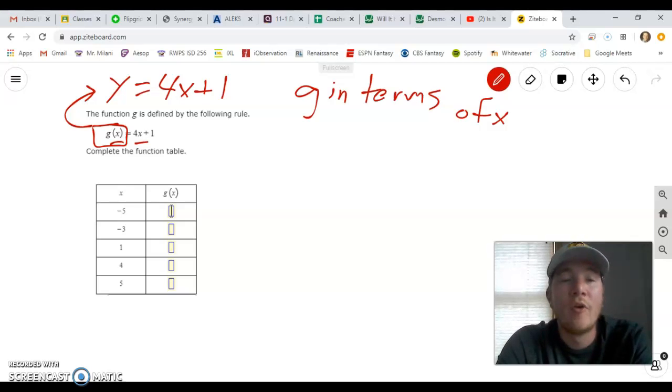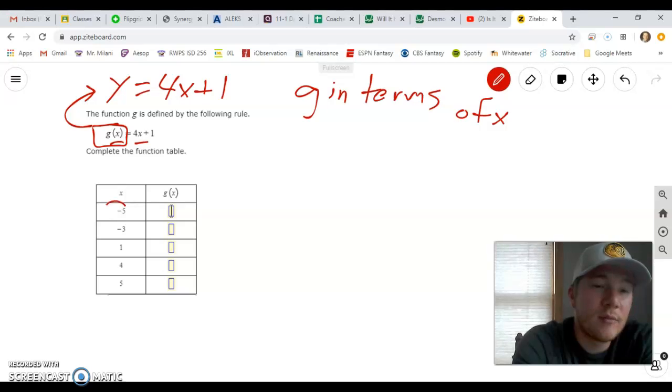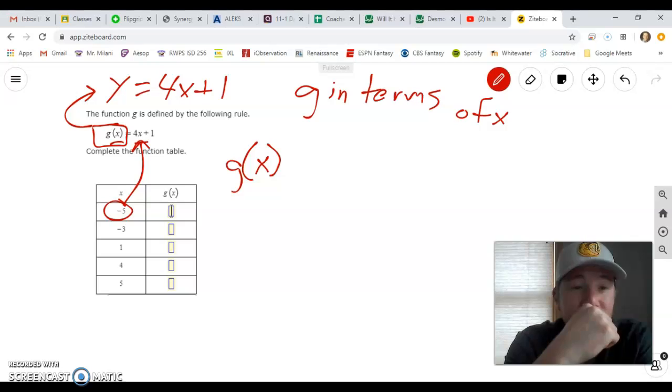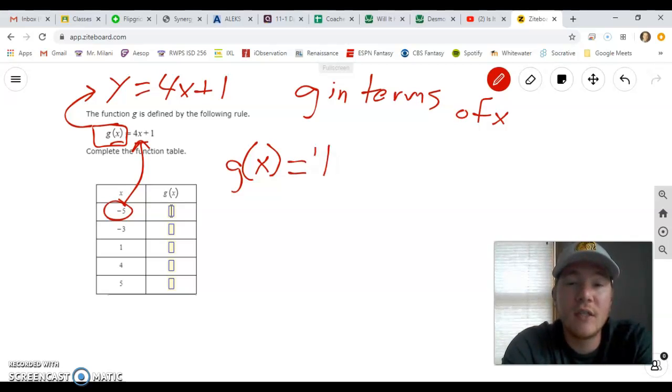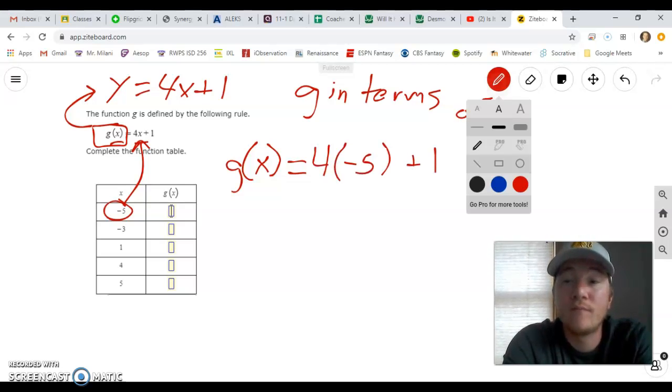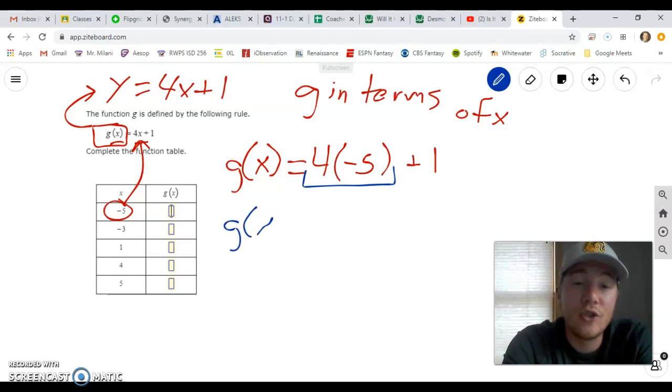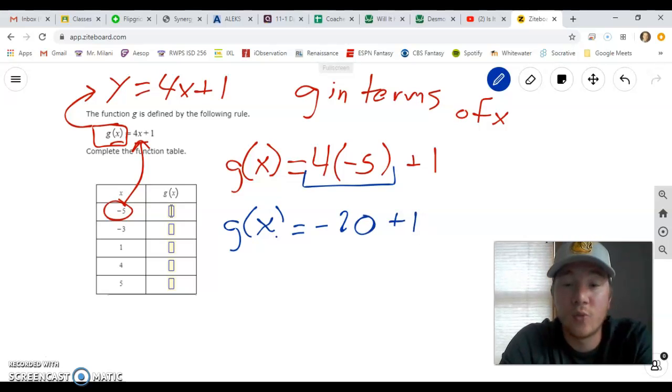Okay? So when we go through the same steps, you're going to take that x value, plug it in for the x. So now instead of g of x equals 4x plus 1, I'm going to have g of x equals 4 now times negative 5, and then plus 1. So then again, just following your order of operations a few times over. 4 times a negative 5 is going to give you now g of x equals negative 20 plus 1.